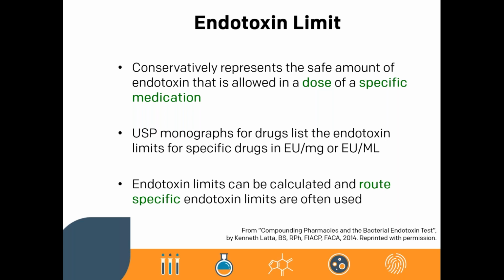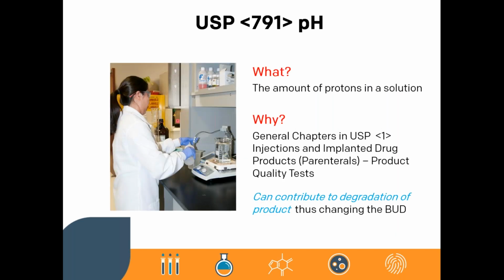The monograph for each individual drug lists that limit, in the units of EUs per mg or EUs per mL. And those endotoxin limits can be calculated, and they're very route specific. And this information is taken directly from Ken Latta with permission, Compounding Pharmacies and Bacterial Endotoxin Test.